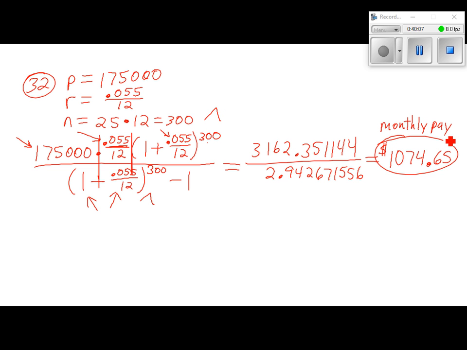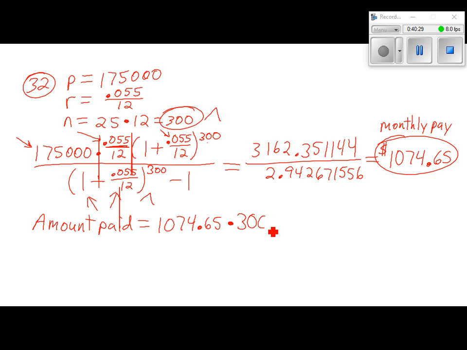Then for the rest of the answer, to find the total amount that you actually paid for the house after the loan is over, you take how much you paid per month and you times it by how many payments you made, which is this N right here, the 300. And I come up with $322,395. That's our second answer.